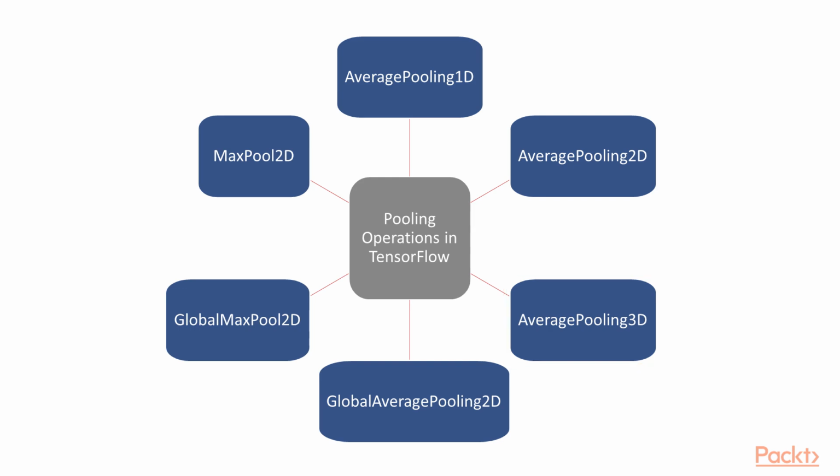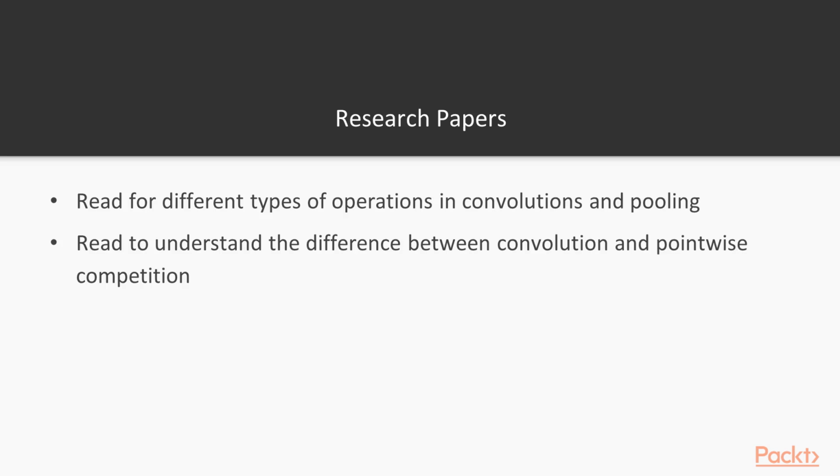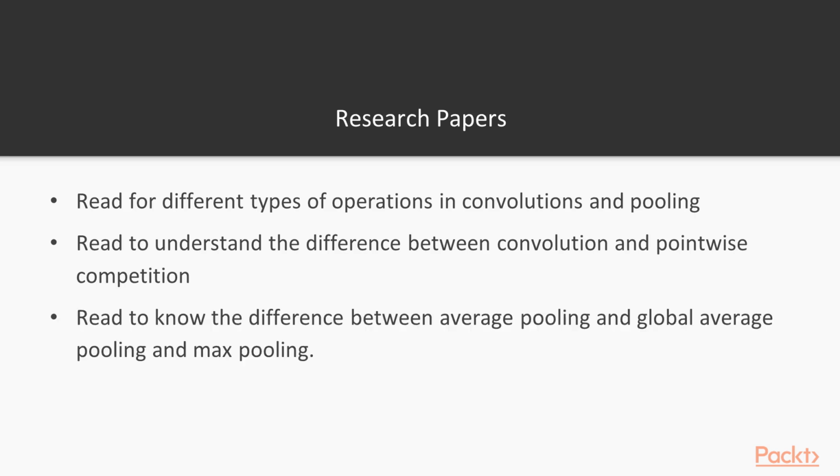Both convolutions and pooling tend to be introduced in research papers. So to get the difference between different types of operations, for instance, the difference between convolution and pointwise convolution, you're going to need to read both papers. Same thing applies to pooling if you want to know the difference between average pooling and global average pooling, as well as max pooling. You'll need to read the papers.